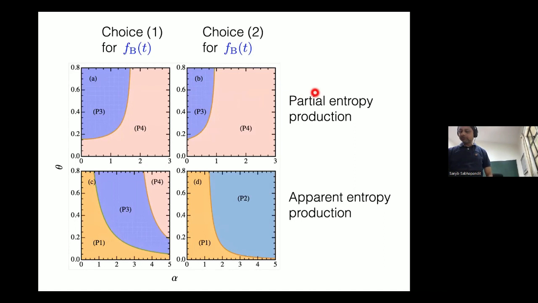The first one is the first definition of the entropy production, and the second one is the second definition. This is the first choice of the force, and this is the second choice of the force. And what you see is that in this alpha-theta plane, in these four regions, except for this P1 region, which is the yellow region, in all other regions the fluctuation theorem is violated. In this yellow region, the mental picture that the particle goes to the strong coupling limit doesn't work in this regime. And in all the other cases, this entropy production violates the fluctuation theorem.